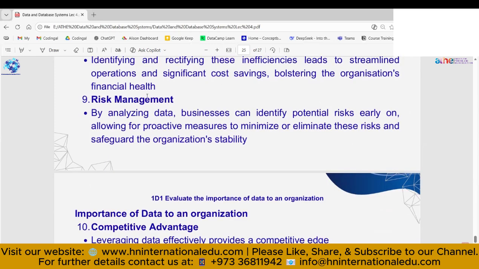Then the next one is risk management. By analyzing data, businesses can identify potential risks early on, if they look at their previous data, allowing for proactive measures to minimize or eliminate these risks and safeguard the organization's stability.